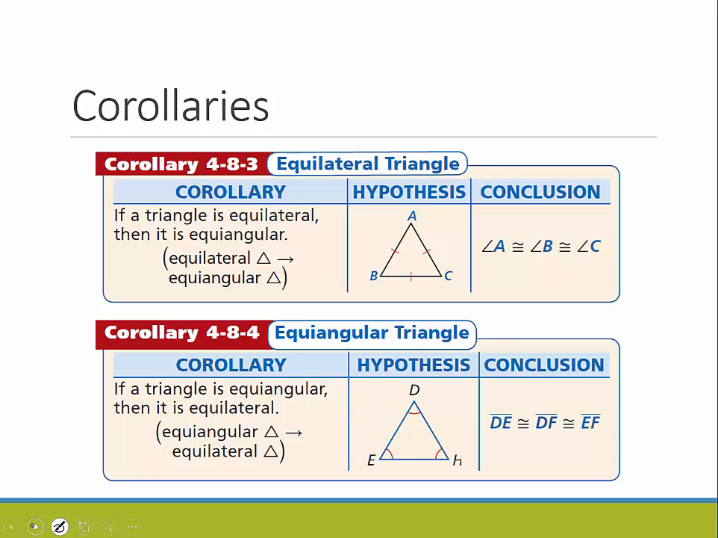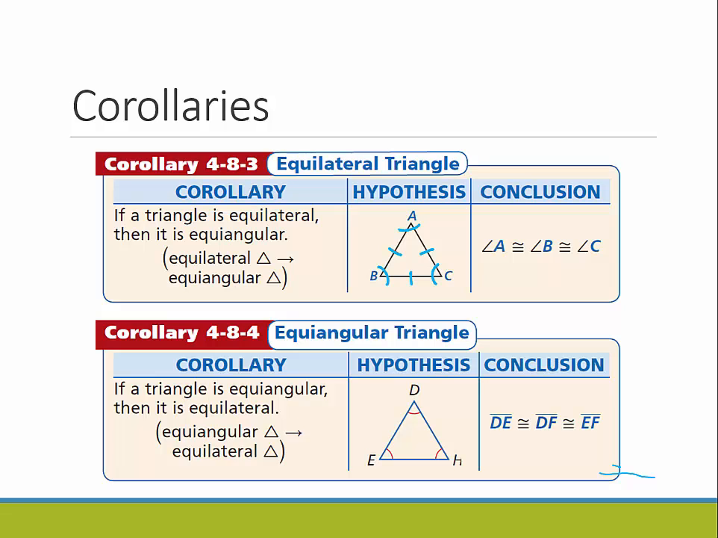So now we have equilateral triangles, and both of these make a corollary. And remember, a corollary is like a consequence of a theorem. So if we have theorems, we end up with corollaries. The first one is about an equilateral triangle, and it says if a triangle is equilateral, then it has to be equiangular. So if all the sides are congruent, all the angles have to be congruent.